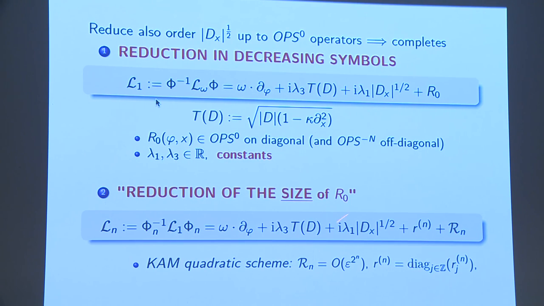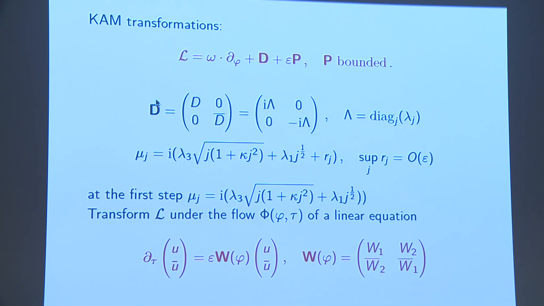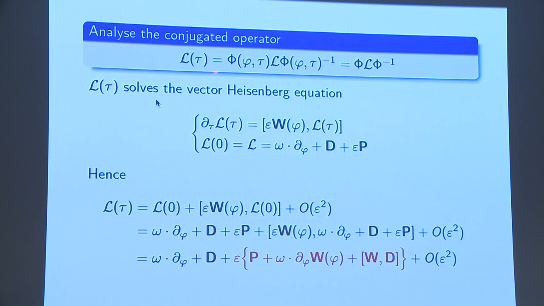Then just one word: after this conjugation to constant, we wanted to decrease the size. At this point, we are in a semilinear situation, and the transformation, the analog of the normal form, is this one. We want now to find transformations which decrease the perturbation from size epsilon to size epsilon square. So one conjugates with the flow of a function W to be found. The new operator can be analyzed again as before, but then we expand in powers of epsilon, and we look at the new epsilon term.